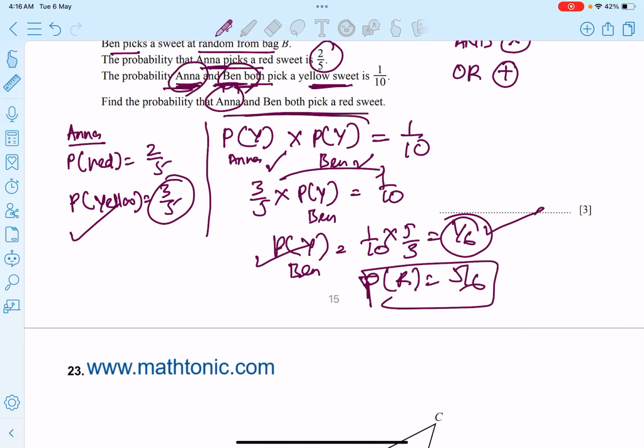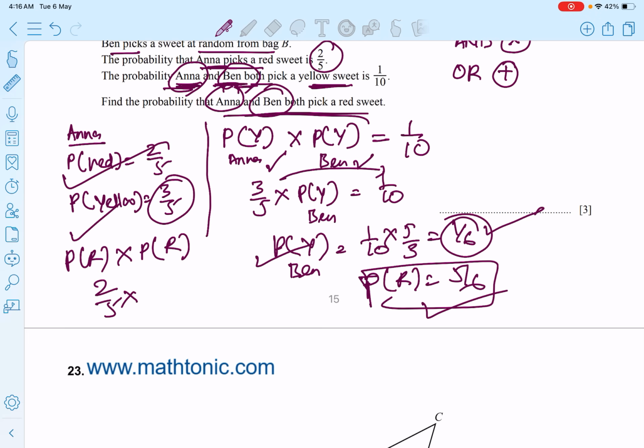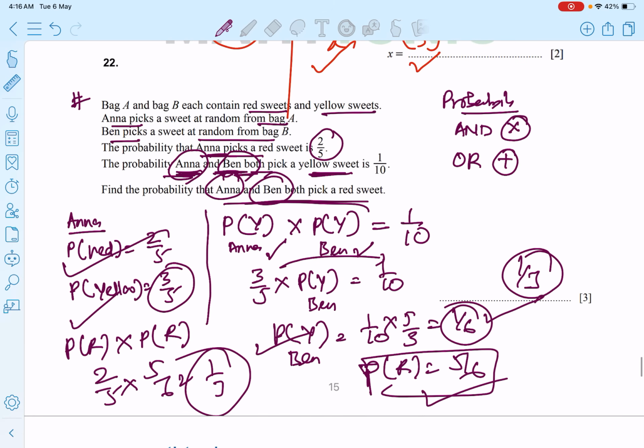Now probability of Anna and Ben. So probability of red by Anna times probability of red by Ben. For Anna it is given 2 over 5, and for Ben we got 5 over 6. So when you simplify this, you will get 1 over 3. So we got this answer as 1 over 3. This is a very important question. Please try to pause it and learn what I have done. First thing is that we should understand for probability, when we have AND, we have to go for multiplication. When we have OR, we have to go for addition.